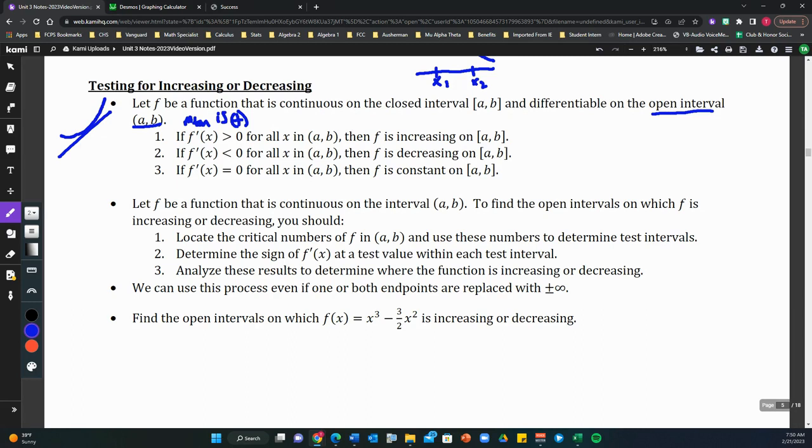Second case, if f prime is less than 0, or the slope of the tangent line is negative for all x in the interval, then f is decreasing on the interval a to b. Then the third possibility is that f prime actually equals 0 for all x in a given interval.